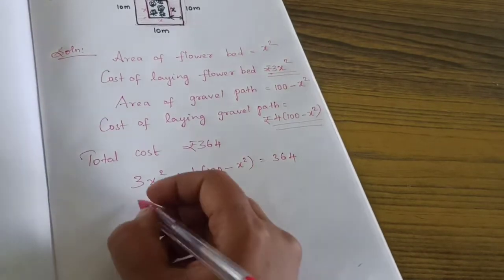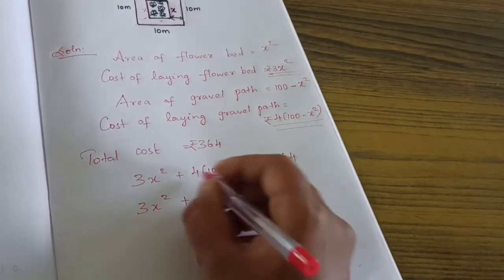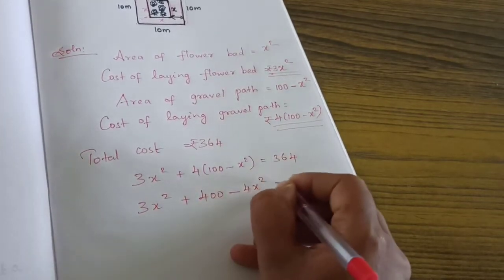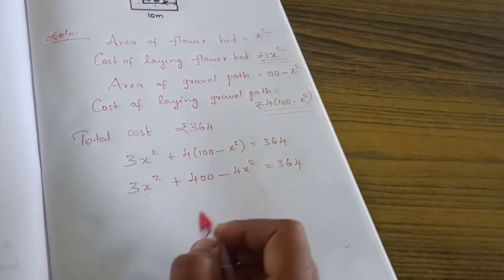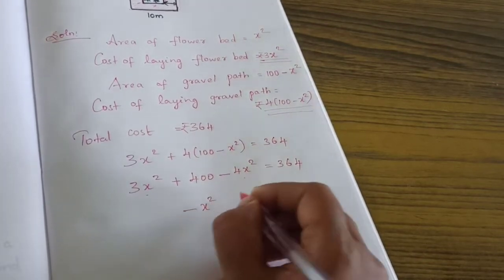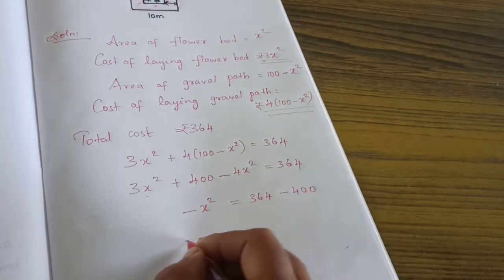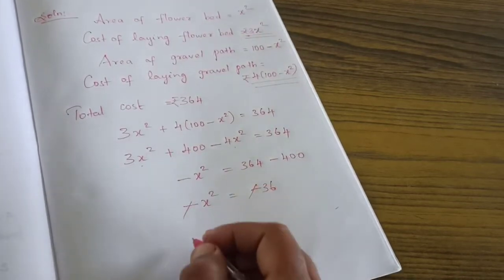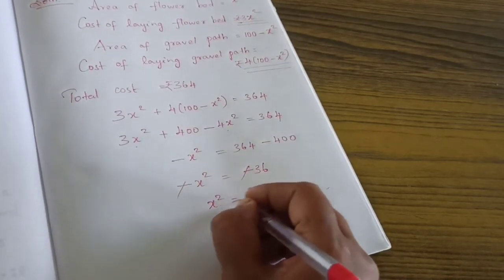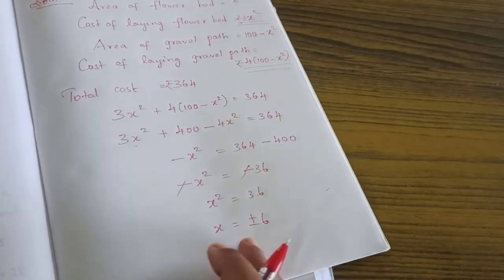Shall we solve now? So 3x square plus 4 into 100, that is 400, minus 4x square, is equal to 364. So 3x square minus 4x square, that is minus x square, is equal to 364 minus 400. So minus x square equals minus 36. Minus and minus get cancelled. So x square is equal to 36, and x equals plus or minus 6.